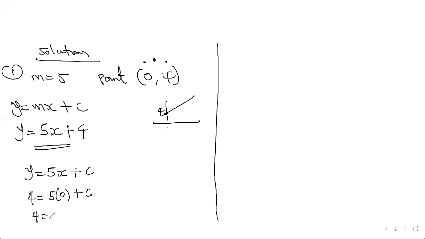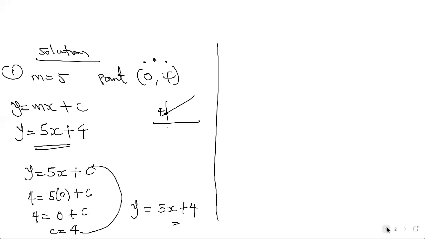So 4 will be 0 plus c, and you can see clearly that c equals 4. So I can replace that c here with 4. Okay, so the equation will be y equals 5x plus 4. Okay, so that's if this was not 0, you will use this approach.